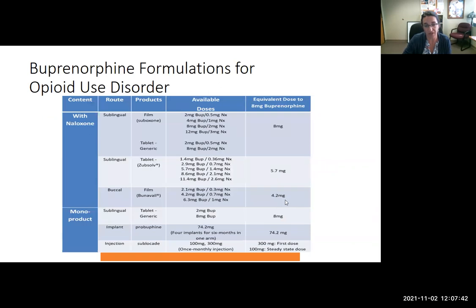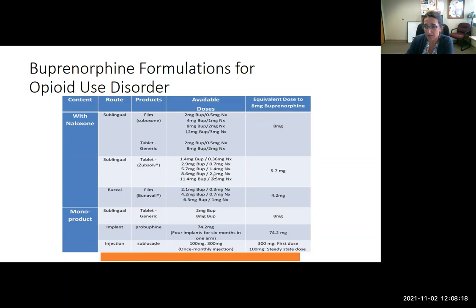So what are some of the formulations out there? This slide summarizes what is available in terms of Suboxone or buprenorphine. You can see the sublingual form in both the film and the tablet. It comes in a variety of doses. However, usually what's most available is either the 8 mg/2 mg film or tablet. And pharmacies will often cover these other doses.